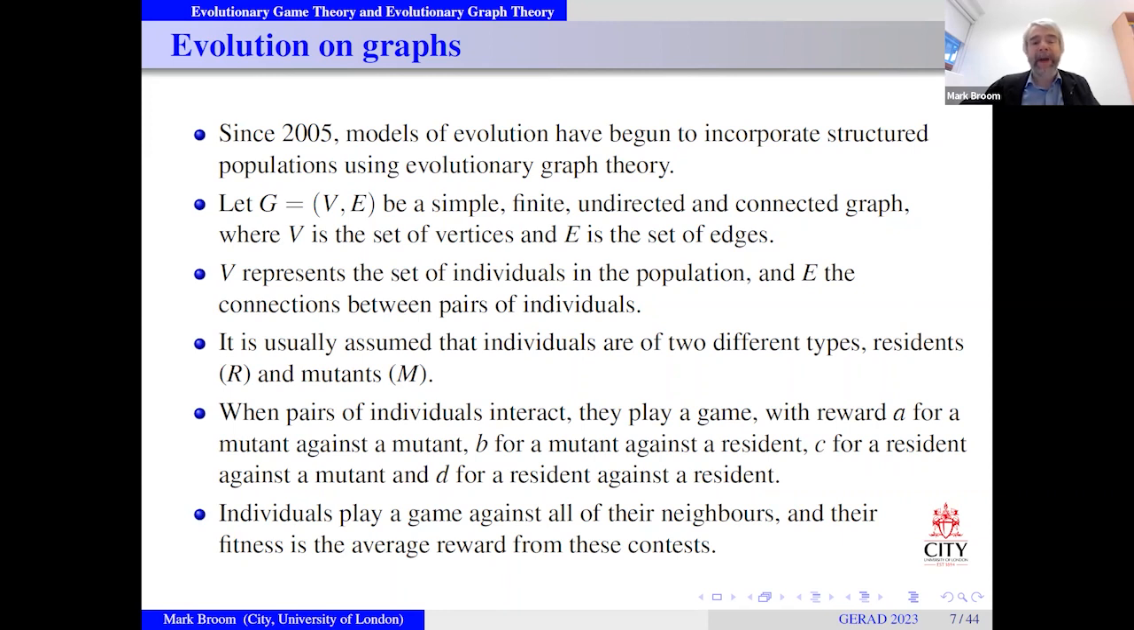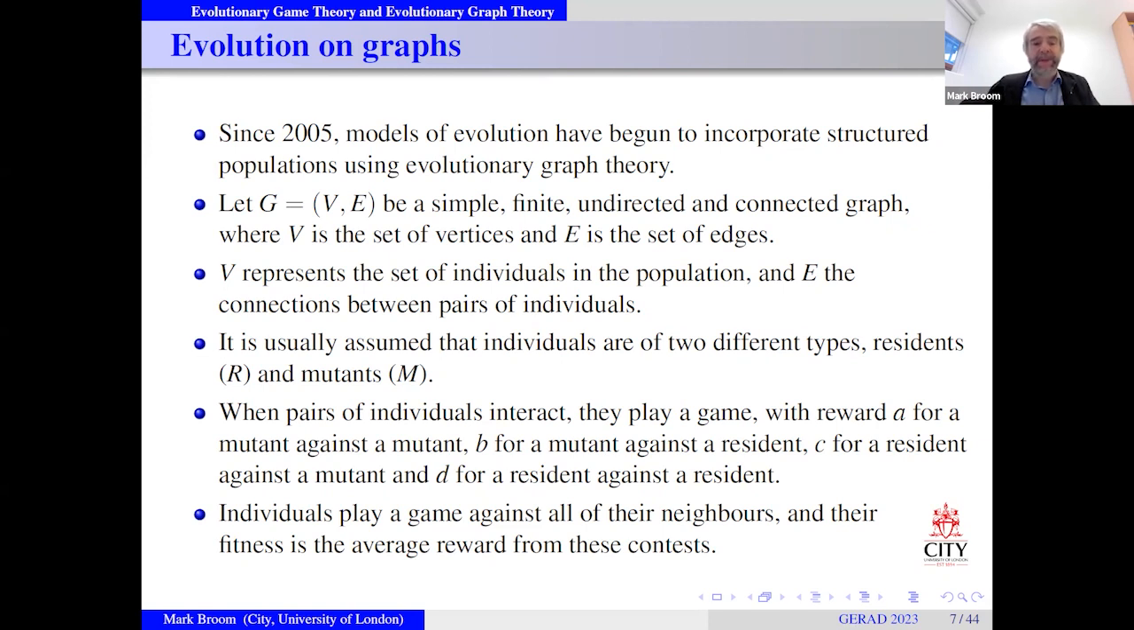And I might have weighted edges where the weights are bigger for some than others, and I'm more likely to interact with them. But in the simplest case, you just have an edge, and either you interact with an individual or not. And you introduce a population. So there are two different types, is the usual thought. But there might be many types, but usually everyone is a resident. You introduce a single mutant, and that population then evolves through time in a manner that I'm going to describe.